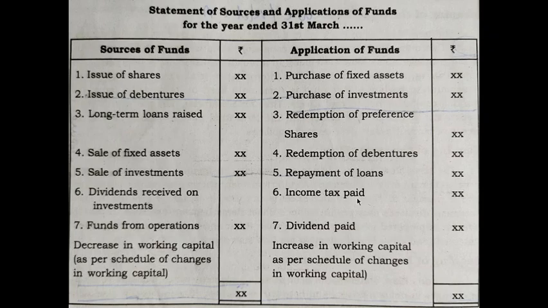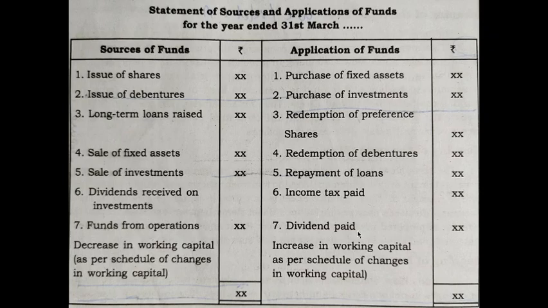Next one, income tax paid. And remember, sometimes, in rare cases, you may come across an item, refund of tax. Refund of tax means sometimes you may pay excess tax and the income tax authorities will repay back the excess fund. It is known as tax refund. Tax refund is a source of fund. It's a rare item, that's why we are not showing it here.